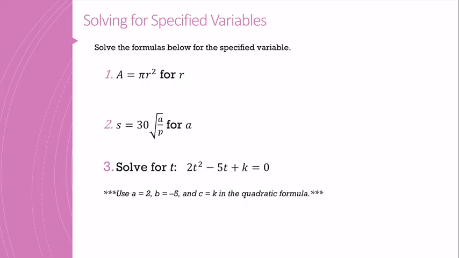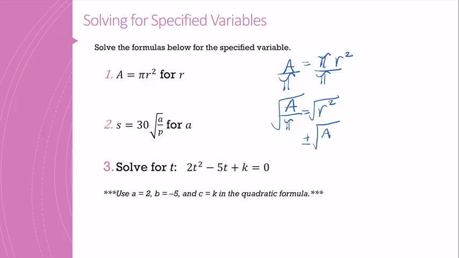a specific variable. So for example, if I have A equals pi r squared and I want to solve that for r, my goal is to get r all by itself. So the first thing I want to do is divide both sides by pi. Pi is a real number, it's about 3.14, and that would allow me to get my r squared by itself. Well, how do I get it fully by itself? Get rid of that exponent? Well, I have to take the square root of both sides.